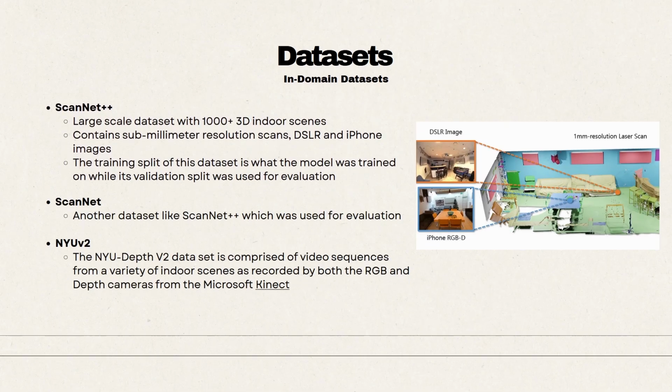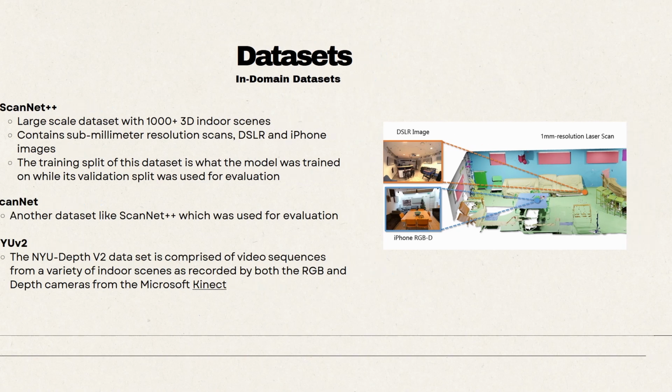Now, datasets utilized. For training the 3D feature Gaussians, the ScanNet++ dataset was employed. This large-scale dataset comprises 3D indoor scenes, offering high-resolution laser scans, registered DSLR images, and RGB depth streams from mobile phones, thereby providing rich 3D structural information crucial for learning. Evaluation involved the following datasets: ScanNet++, ScanNet, NYU. So NYU-V2 is a dataset comprised of video sequences from a variety of indoor scenes as recorded by the RGB and depth camera from Microsoft Kinect.